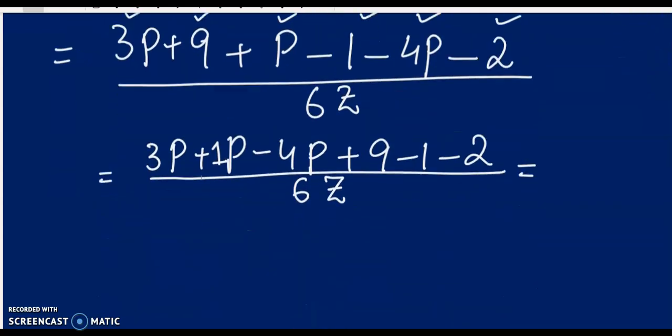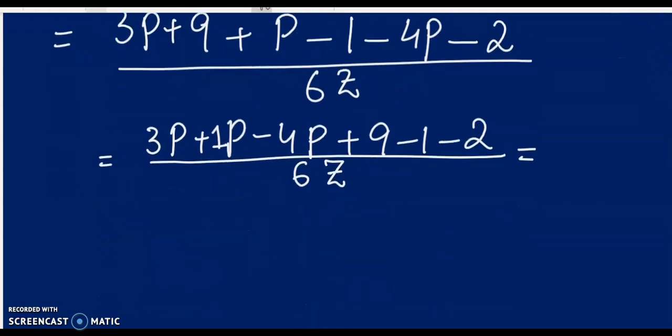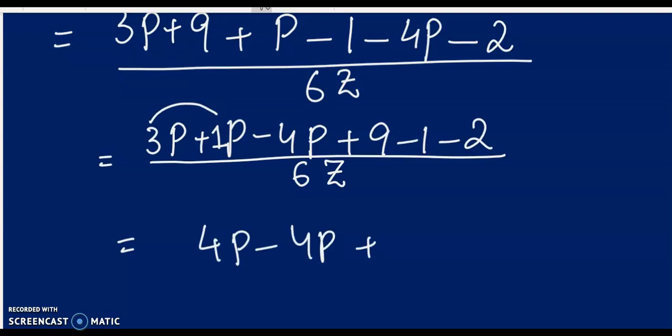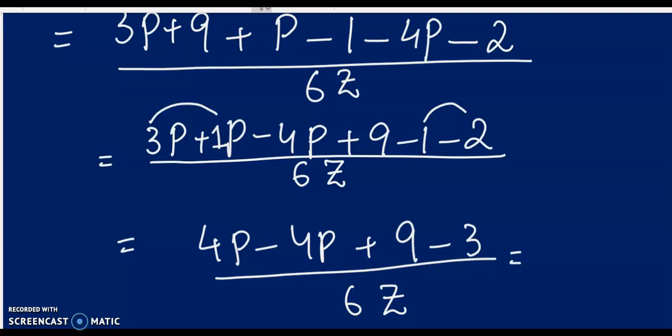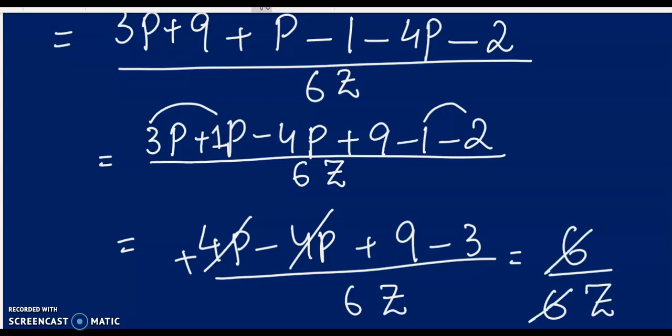हम इसको अच्छे तरीके से ज़रा करते हैं. So here we get 4p minus 4p plus 9 minus 1 and minus 2. Okay, 9 minus 1 and minus 2 gives us minus 3 over 6z. So here we get 4p cancels out with 4p because इनके same value है but their sign is different. So 4p minus 4p is 0. So इनको मैंने cancel out कर दिया. 9 minus 3 is 6 and here we get 6z. 6 cancels out with 6 and we get 1 over z. So this is our answer. So here we have solved the question number 1 of 6b.